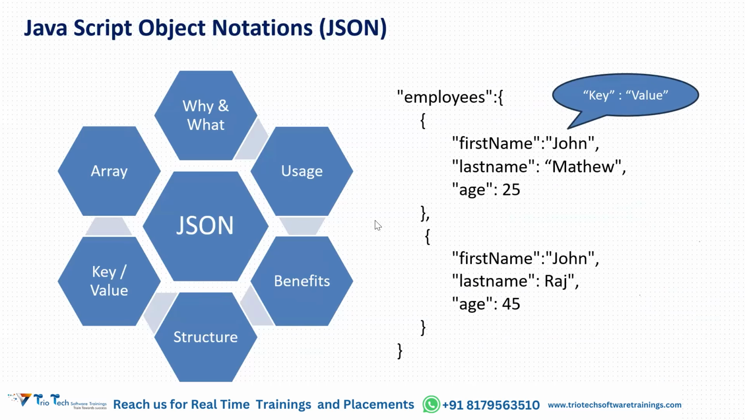In the same way, guys, there is a notation, a concept called JSON. What is JSON? This is also a way to represent the value. The value can be represented in the manner of key and value. This is the key. First name is the key, and what is the value for first name? John. Last name is the key. What is the value for the last name? Matthew. Age is the key, and this is the value. So we can represent the data as key-value mapping also. This also we will be going to understand.